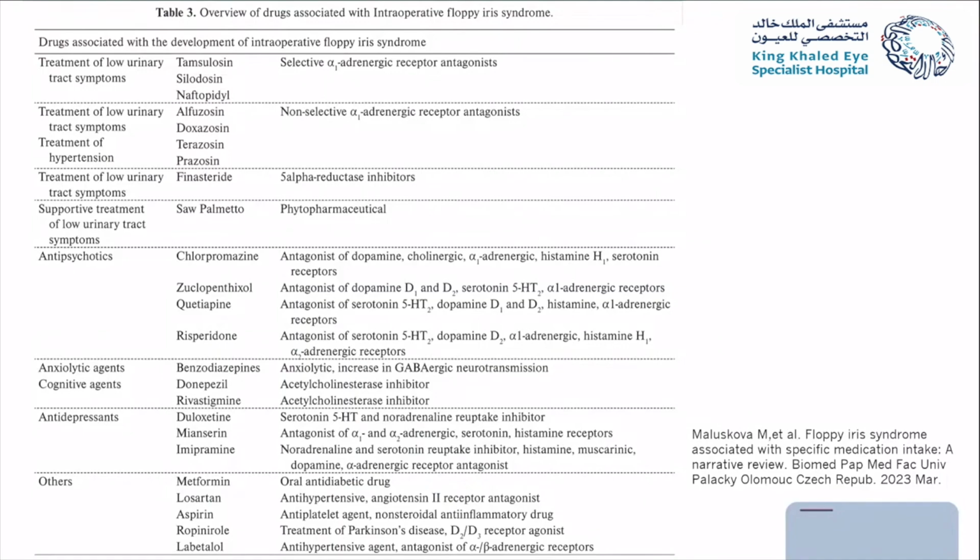This is a picture of a table containing all the medications that they found to have a link with floppy iris syndrome. Selective alpha-1 is the most significant. The next one is the non-selective. They have a risk. And for the other medications, they found there is a link between floppy iris syndrome and their use, but we have to do further investigation to see if it's a significant relationship or not.